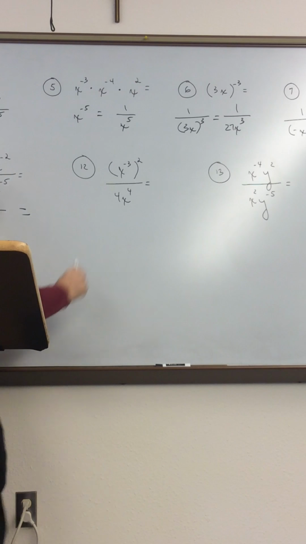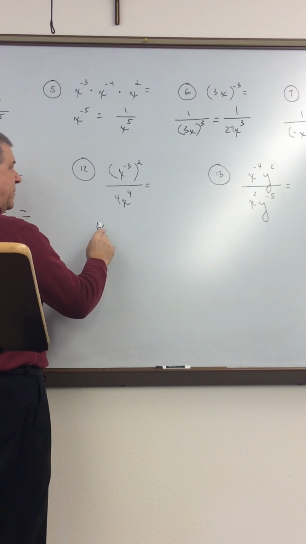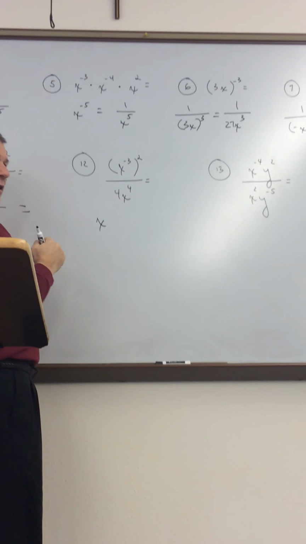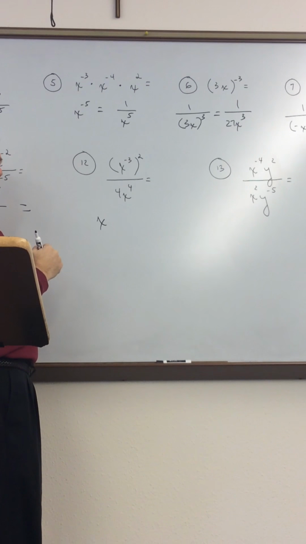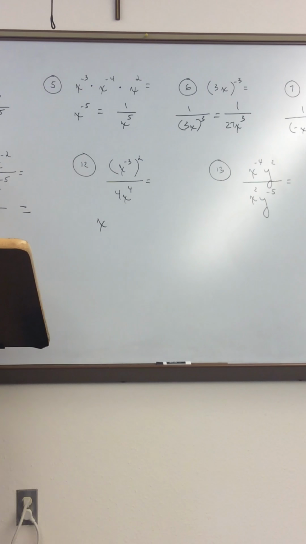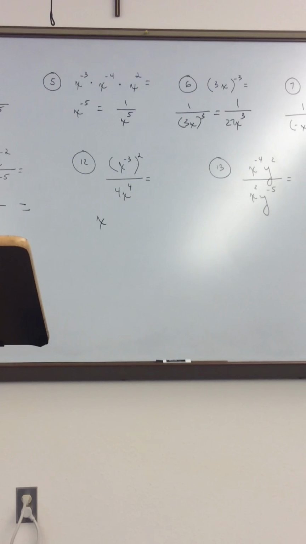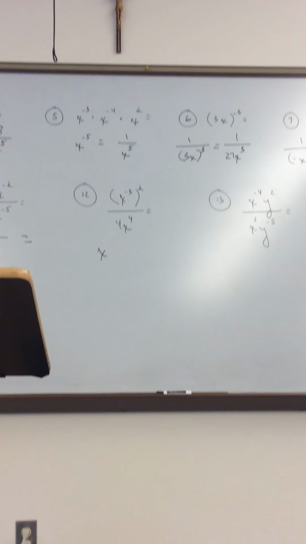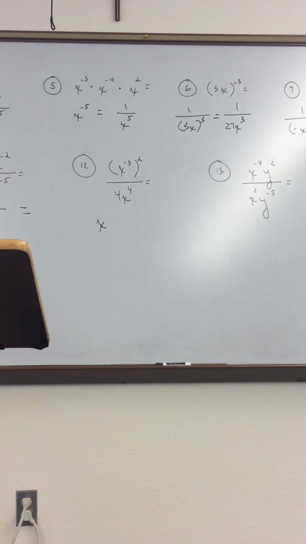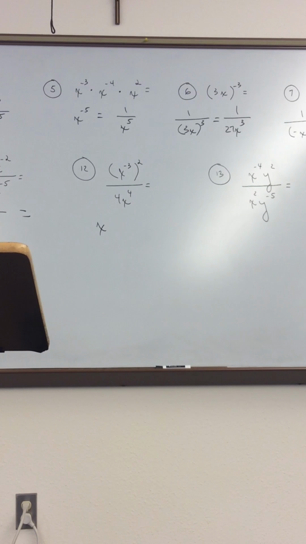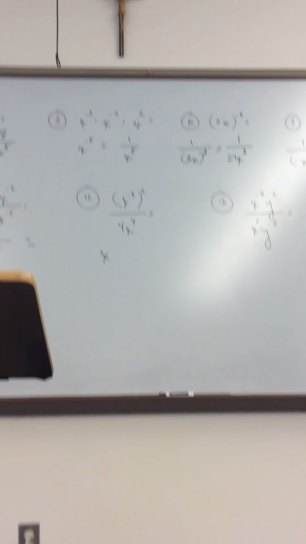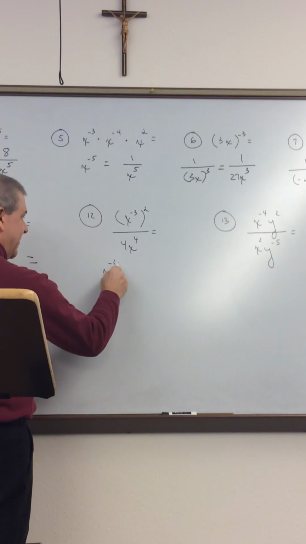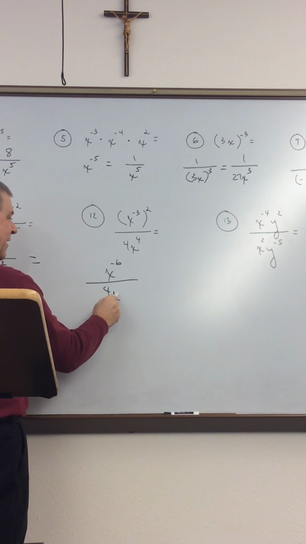Quinn? X to the 6? No. Or 9? No. Power to a power. What do you do with the exponents? Oh, you have them? No. Power raised to a power. You multiply exponents. So that would be x to the... 6? No. Multiply the exponents. Negative 3 times 2. Oh, negative 6. Okay. X to the negative 6 over 4x to the 4th.